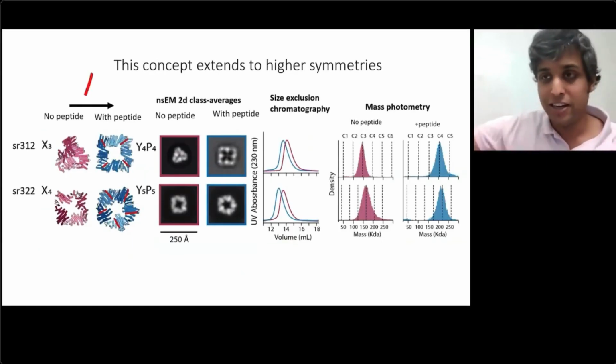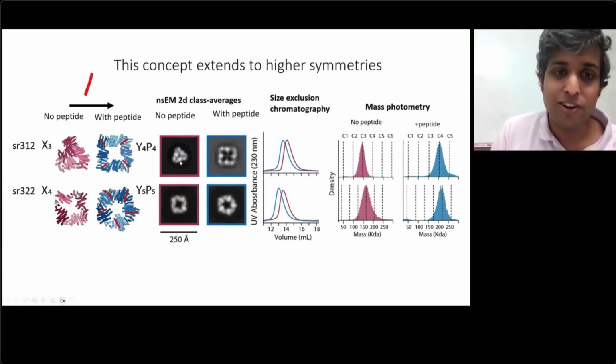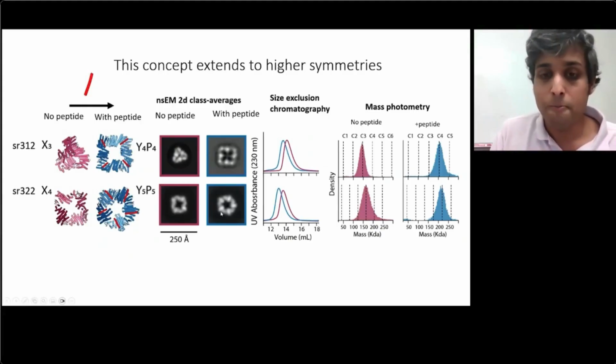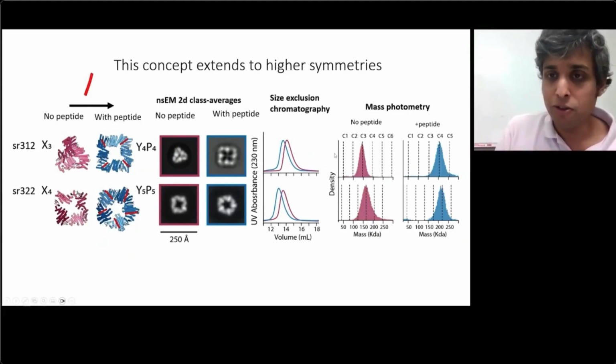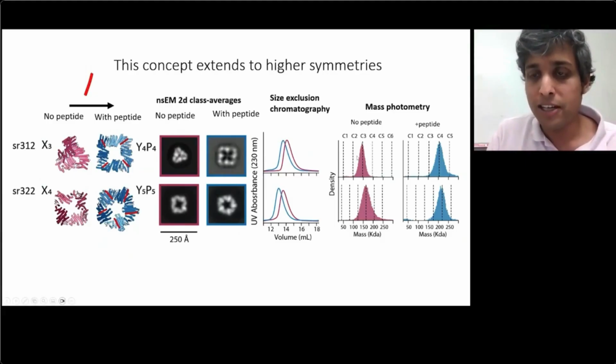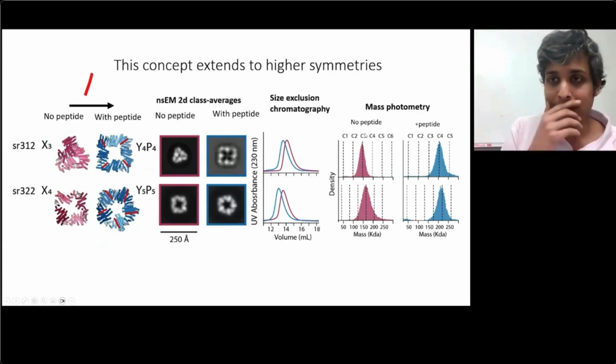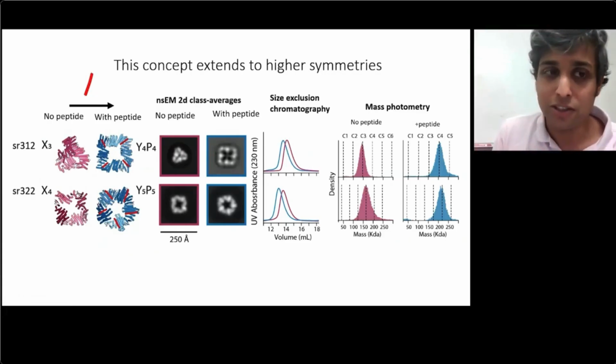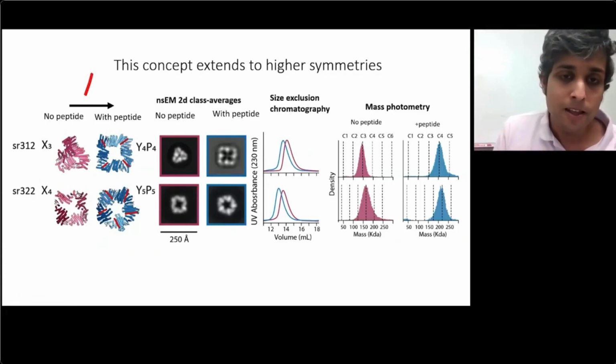And we show that it can extend to even higher order symmetry. You can go from a trimer to a tetramer, like a triangle to a square, or from a square to a pentamer or pentagon. This is also confirmed with both SEC and mass spectrometry. Across a range of different concentrations, the switch still operates.